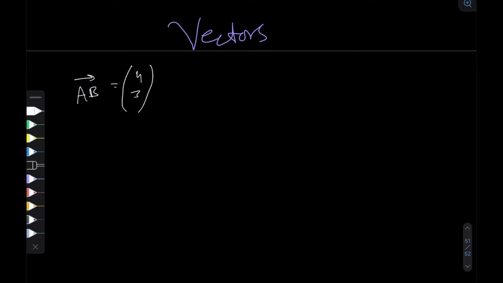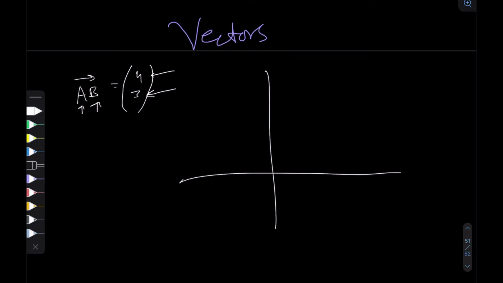Right, you should know that this really means that AB with this arrow is a vector that goes from A to B, and in going from A to B, it covers 4 units horizontally and 3 units vertically. So if I draw a grid, let's say A is over here and B is over here, this is the vector AB, and this is represented by moving 4 units over here and 3 units over here.